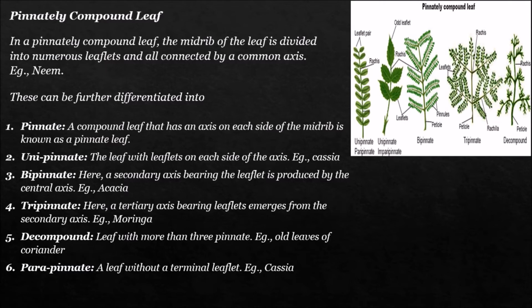And decompound, for example take coriander leaf, a leaf with more than 3 pinnates. And parapinnate, a leaf without a terminal leaflet. Coming to imparipinnate, a leaf with an odd terminal leaflet. The difference between parapinnate and imparipinnate is that a leaf without a terminal leaflet is parapinnate and a leaf with an odd terminal leaflet is called imparipinnate compound leaf.